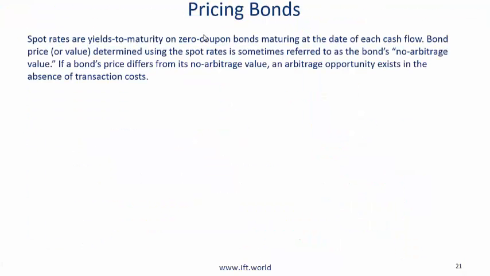All right, pricing bonds. Spot rates are yields to maturity on 0 coupon bonds maturing at the date of each cash flow. Bond price or value determined using the spot rates is sometimes referred to as the bond's no arbitrage value. If a bond's price differs from its no arbitrage value, an arbitrage opportunity exists in the absence of transaction costs.